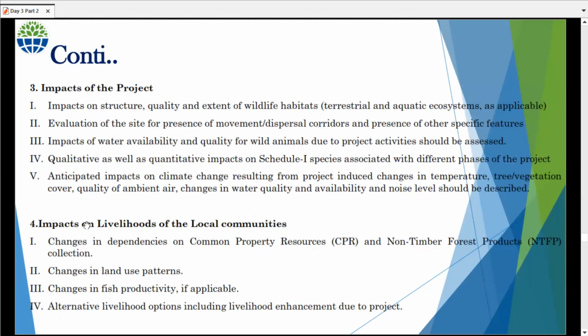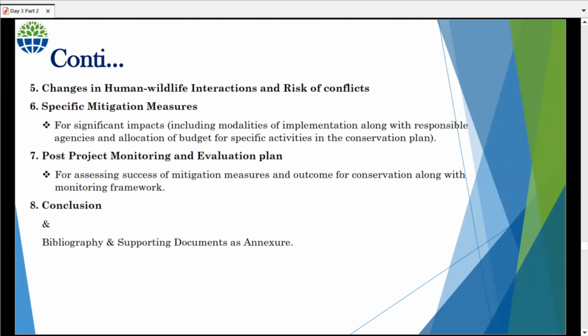Chapter 4 is about the impact on the livelihood of the local community, including CPR, the common property resources. So these are things we need to cover. After that, we need to go for changes in human-wildlife interaction and risk of conflict. Chapter 6 is about specific mitigation measures. Chapter 7 is about monitoring, and chapter 8 is about conclusion and bibliography.